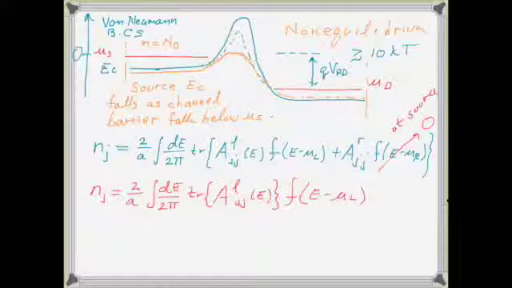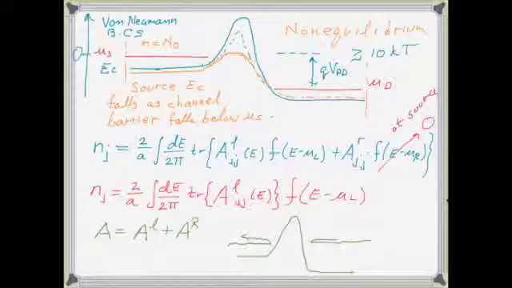Now the next thing to note is that the total spectral function A is the sum of the left and the right injected spectral functions. And if you have a big barrier separating the two regions, this wave coming in here is pretty much entirely reflected, and this wave coming in here is entirely reflected. And so in the source, A left equals A, at least in the off state, when that barrier is there.